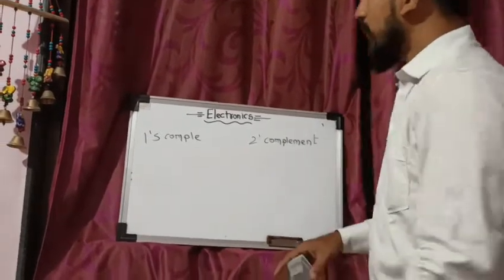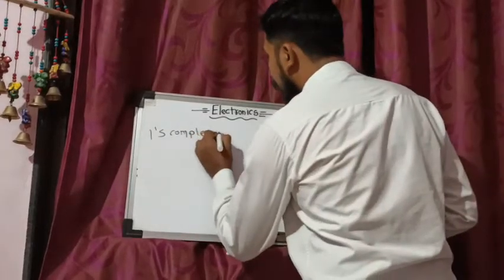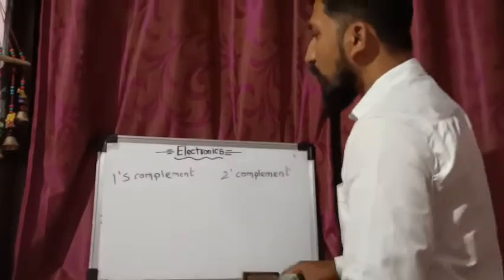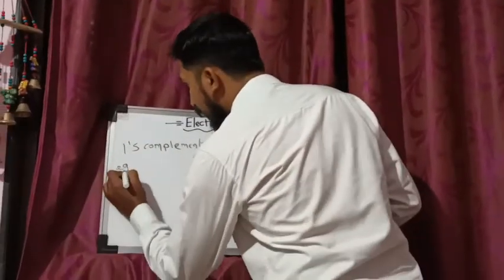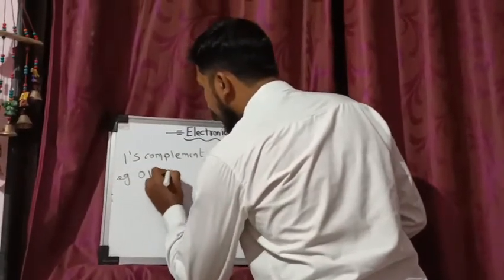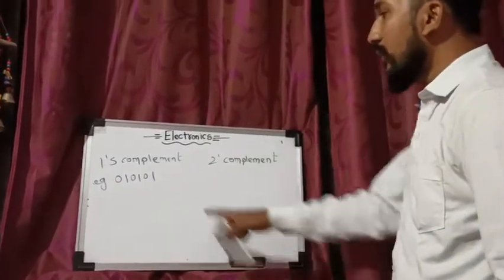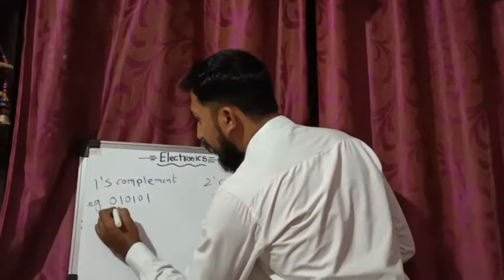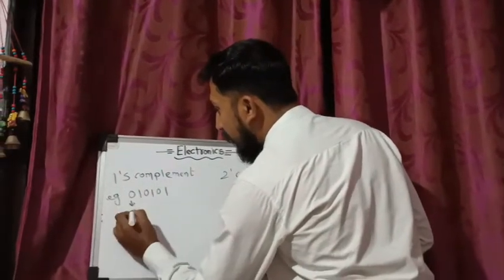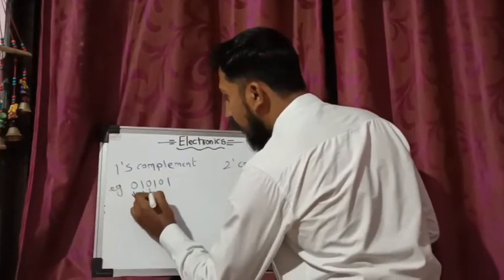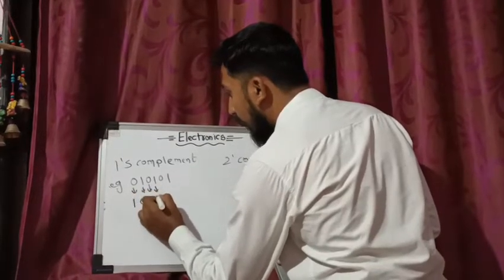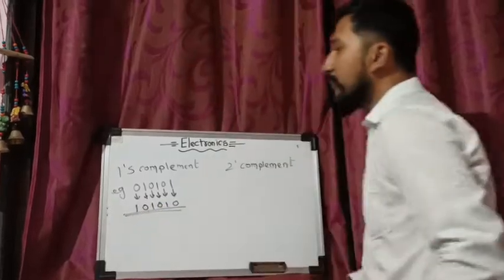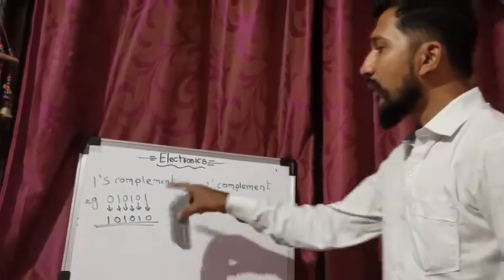So what is one's complement? One's complement is simple: we are replacing 1 by 0 and 0 by 1. For example, if you have the number 1 0 1 0 1 0, what is the one's complement of this number? As I have discussed, we have to replace 0 by 1 and 1 by 0. So what will be its complement? Complement of 0 is 1, complement of 1 is 0, complement of 0 is 1, 1 is 0, 0 is 1, and 1 is 0. So one's complement means simply replacing 0 by 1 and 1 by 0.